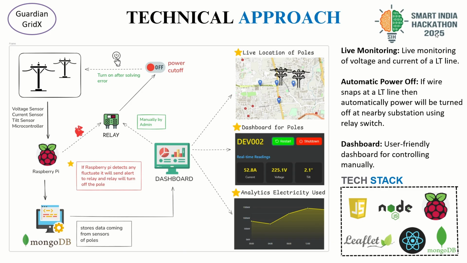It will be shown in real time on the front end. As well, when there is any problem, the pole falling or the wire snapping, there will be a threshold set for the fluctuation of the voltage and current ratings or the tilt sensor. By that, from the IoT gateway, we can turn off the actual power cutoff using a relay switch.